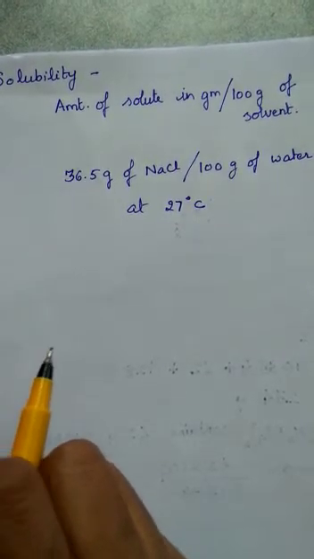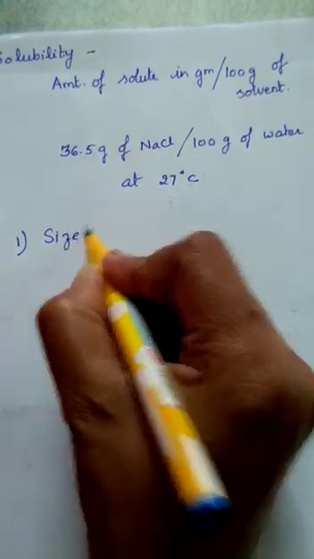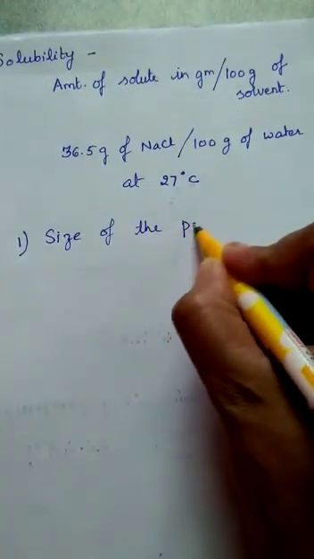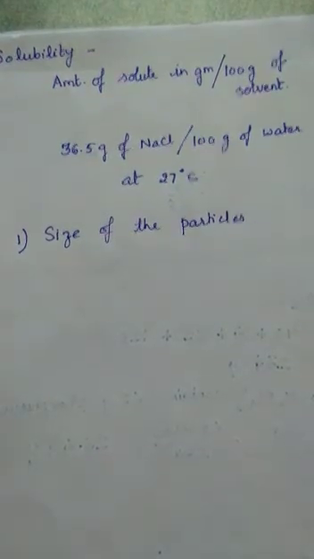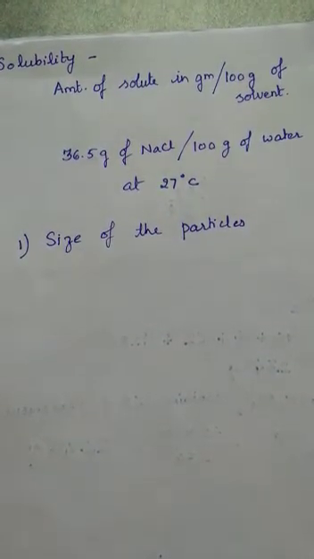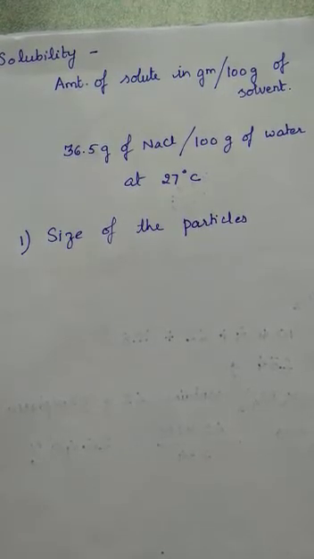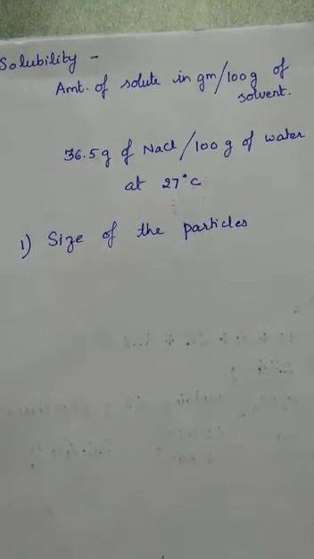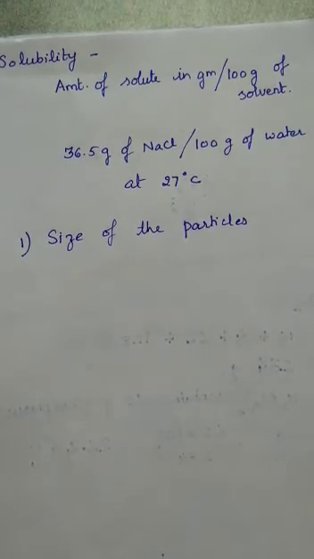Now the solubility depends on three factors. The first factor is the size of the particle. This we have seen many times, that if you are dissolving sugar crystals in water, it takes time, but if you take powdered sugar and mix it in water, it gets dissolved faster. So the size of the particles is one of the factors on which the solubility depends. If the size of the particle is smaller, then the solubility will be higher.